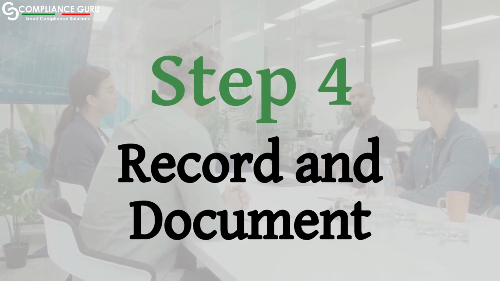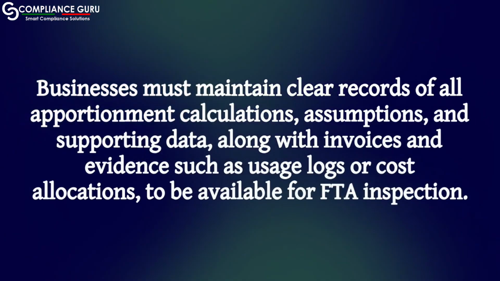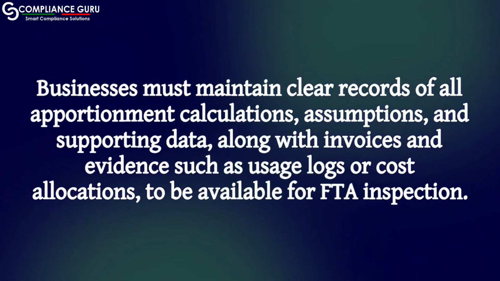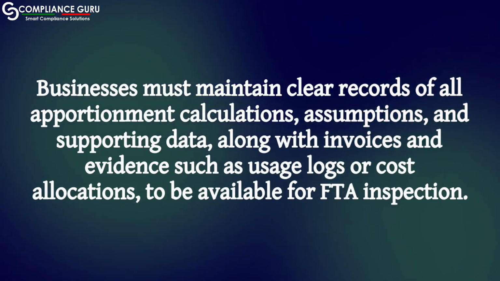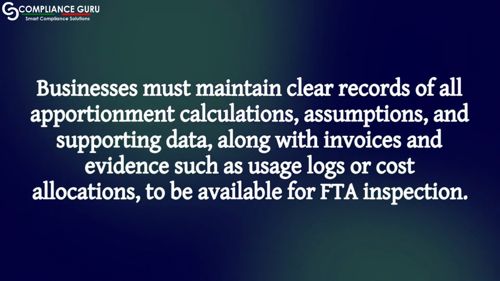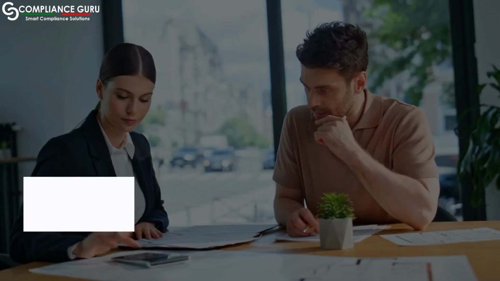Step 4. Record and document. Businesses must maintain clear records of all apportionment calculations, assumptions, and supporting data, along with invoices and evidence such as usage logs or cost allocations, to be available for FTA inspection.